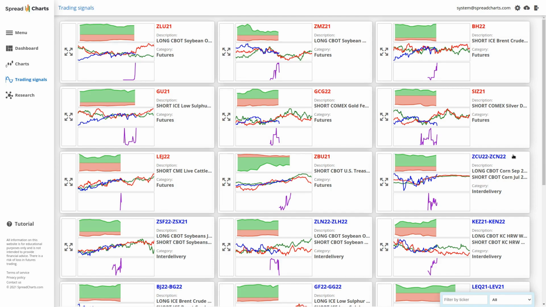Of course, when you have an interdelivery spread like this one, there are two legs, two individual contracts. One of them is long, the other is short. So there is the full specification of the first contract and also the second contract, including the name of the commodity, expiration month, and so on. And finally, there is a category which is just futures for outright futures and interdelivery for interdelivery spread.